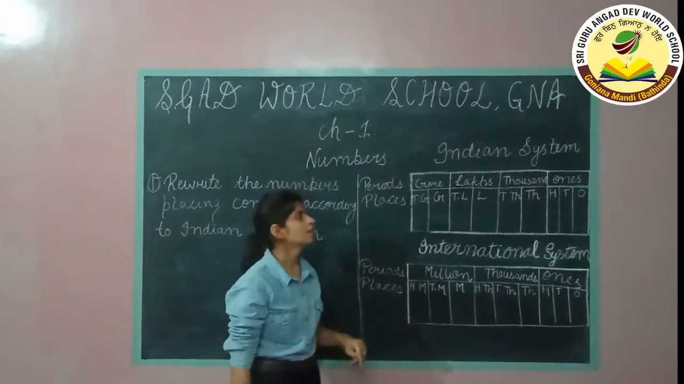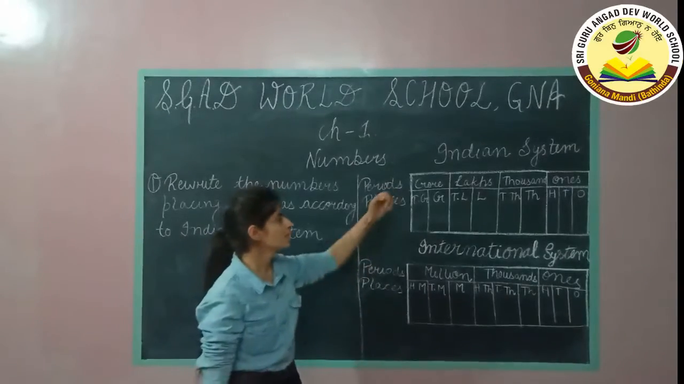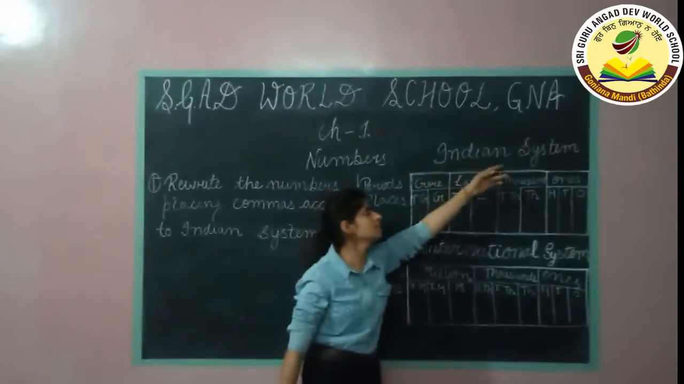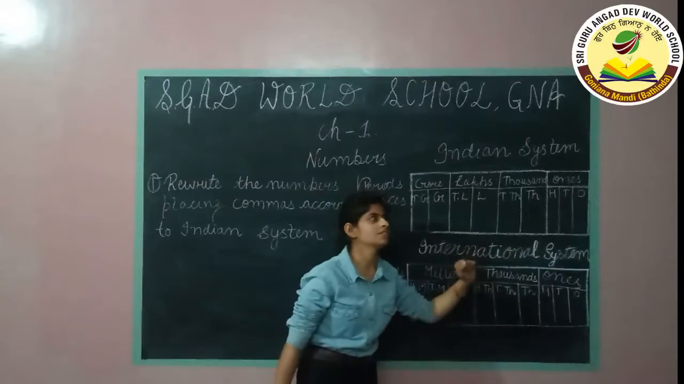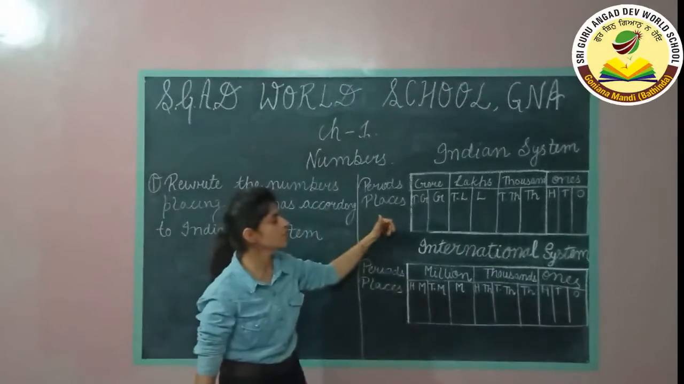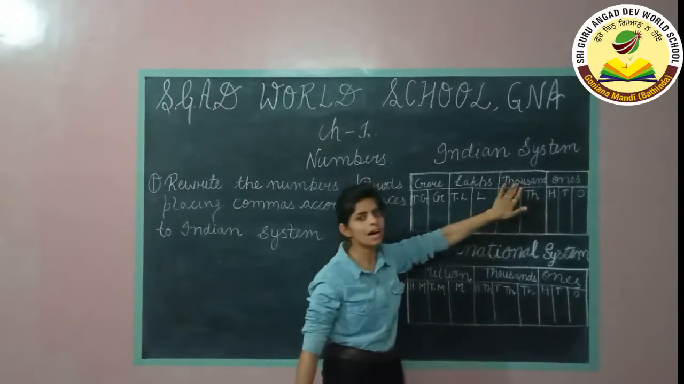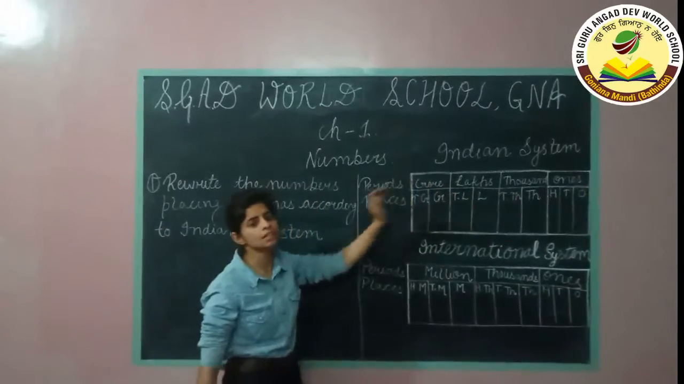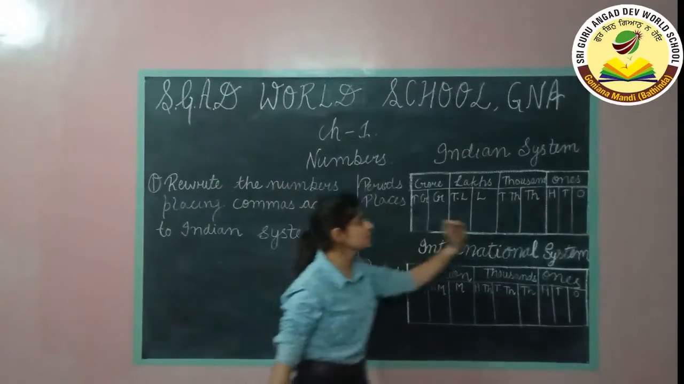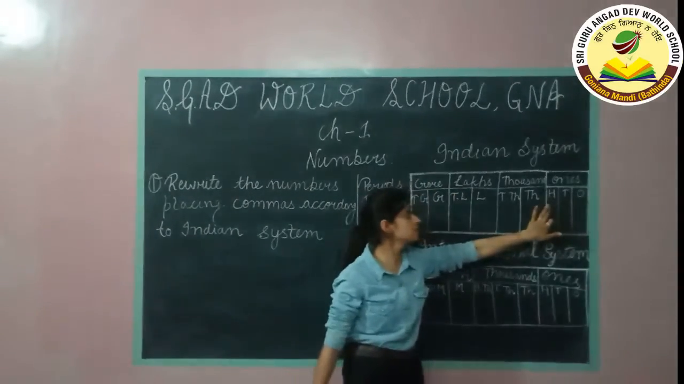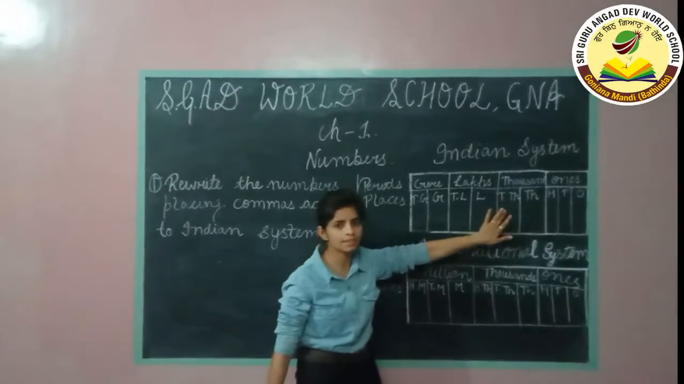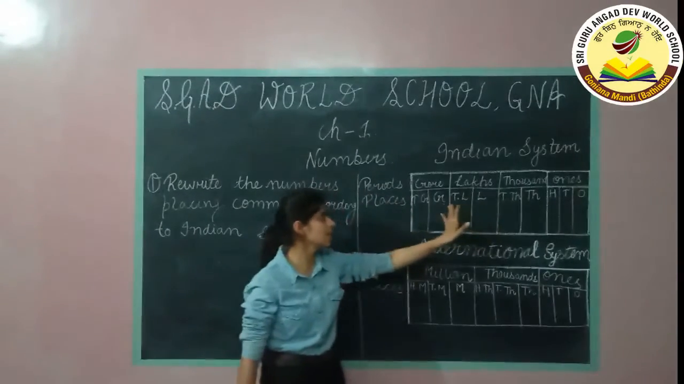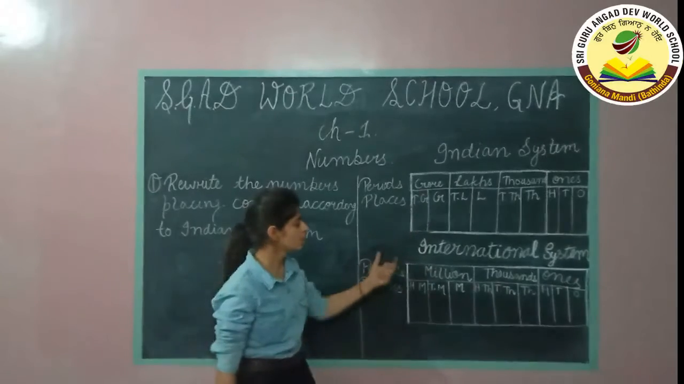Good morning everyone. In the previous class we discussed the Indian system and the international system. In the Indian system there are periods: ones, thousand, lakhs and crore. And the places are ones, tens, hundred, thousand, 10,000, lakhs, 10 lakhs, crore and 10 crores.